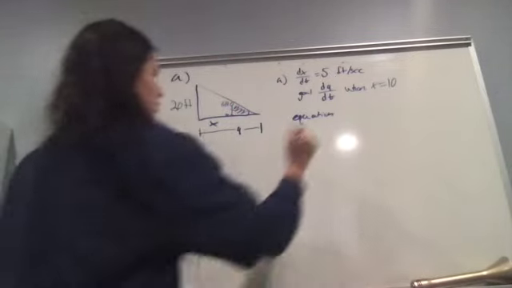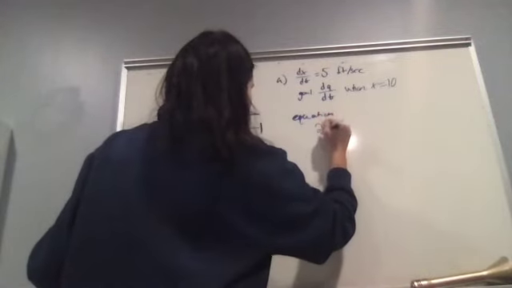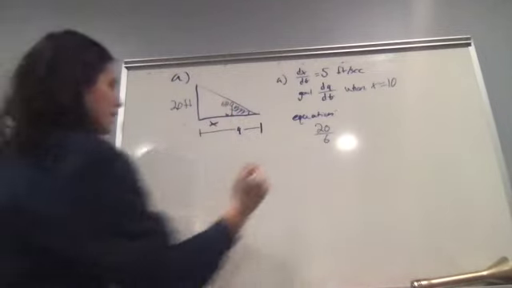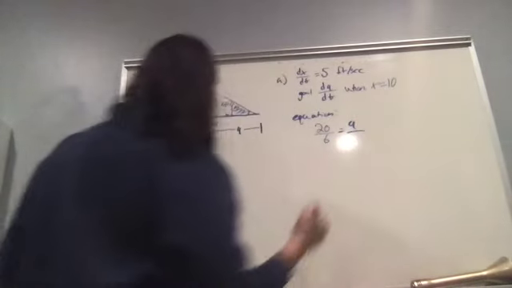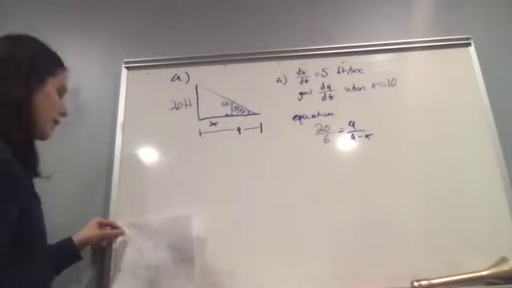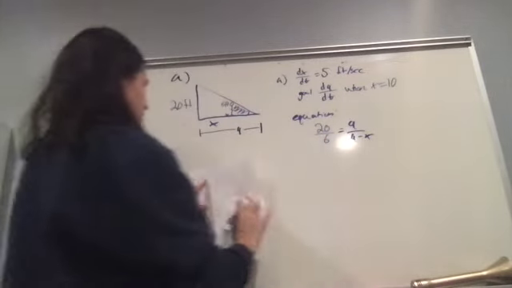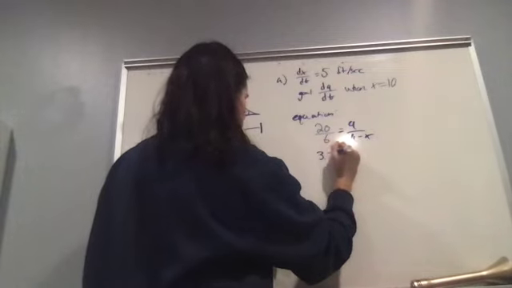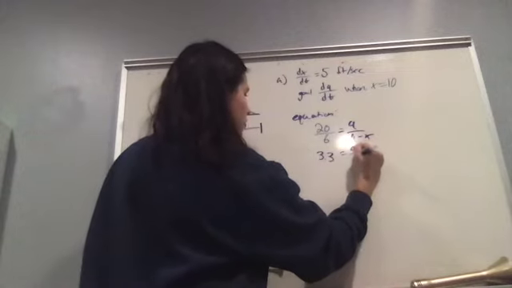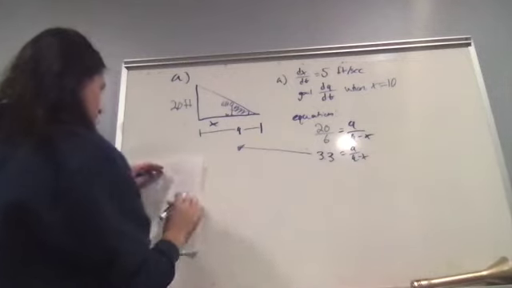So for our equation, since they're similar triangles, it's a triangle within another triangle, we can use the ratio between the two, and that's going to be 20 over 6, because the height is 20 and the height of our person is 6, and that's going to be equal to q over q minus x, in order to find this space right here. So we can simplify this. So this is going to be 3.3 is equal to q over q minus x.